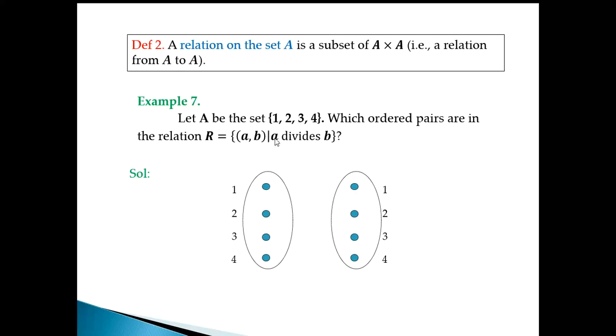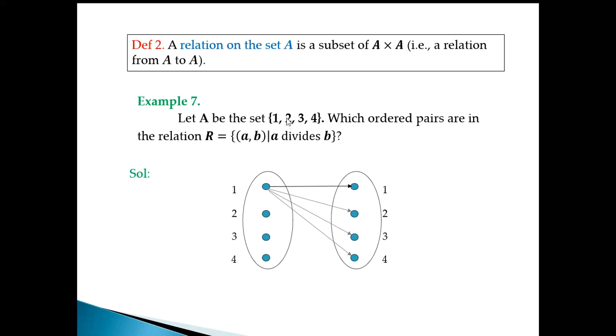Now first we check the first element 1. Does 1 divide 1? Yes, 1 divides 1. It follows this property. It means that in this relation we have the ordered pair (1,1); 1 is related to 1. Now check whether 1 is related to 2. 1 divides 2? Yes. 1 divides 3? Yes. 1 divides 4? Yes. So we have the ordered pairs (1,1), (1,2), (1,3), (1,4).